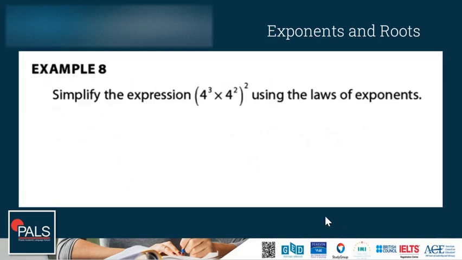Let's see example 8. Simplify the expression 4 to the power of 3 times 4 to the power of 2, all to the power of 2. Okay? So this time, we will be applying rule number 3. Inside the parentheses, maybe I should make some shortcuts. 4 to the power of 3 times 4 to the power of 2: 3 plus 2 is 5. So the exponent is 5, then the exponent outside is 2. So the answer is 4 to the power of 10.